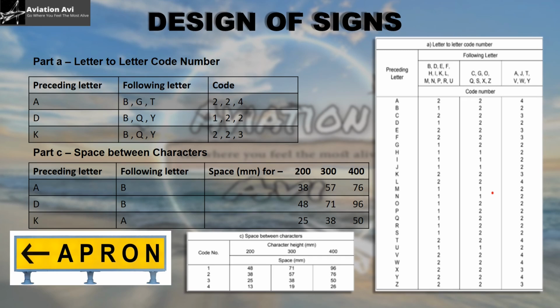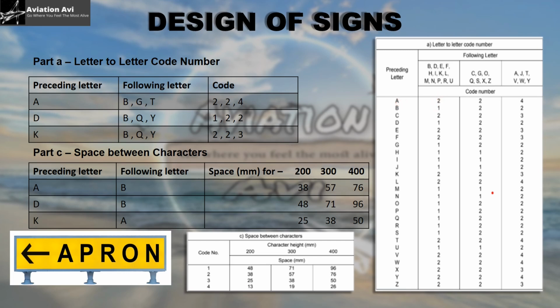Firstly, we refer to this table, the letter to letter code number. Now, let's say the first alphabet we have here is A. We'll find the alphabet A in this table here, and it is followed by the following letter. You see here, it is followed by the letter P. So we find it here, right? So the code for A to P becomes 2.